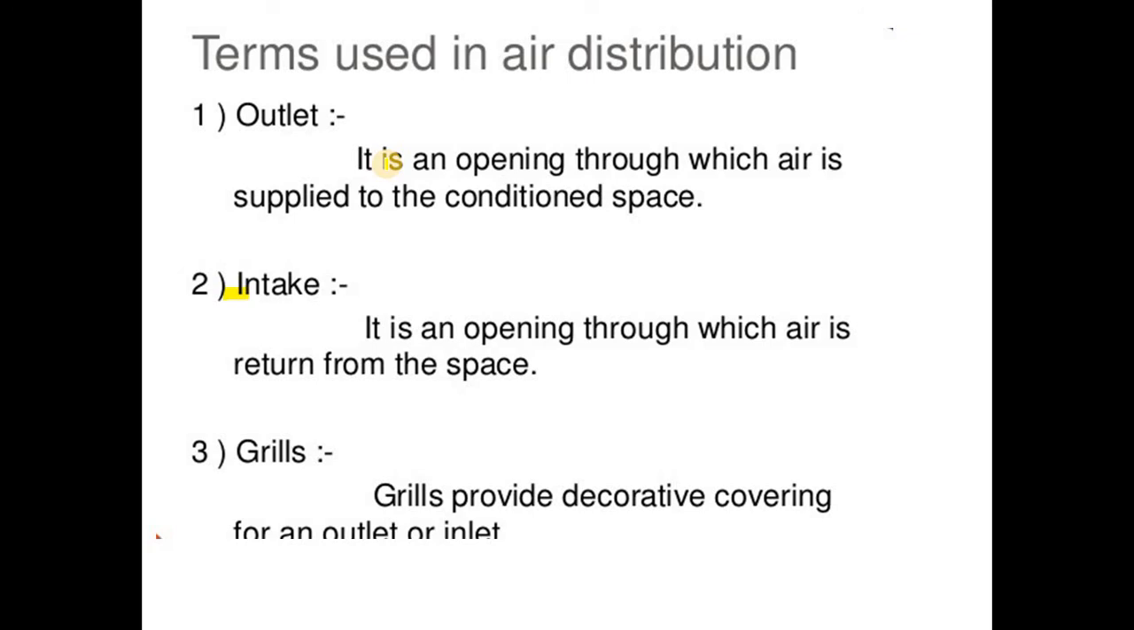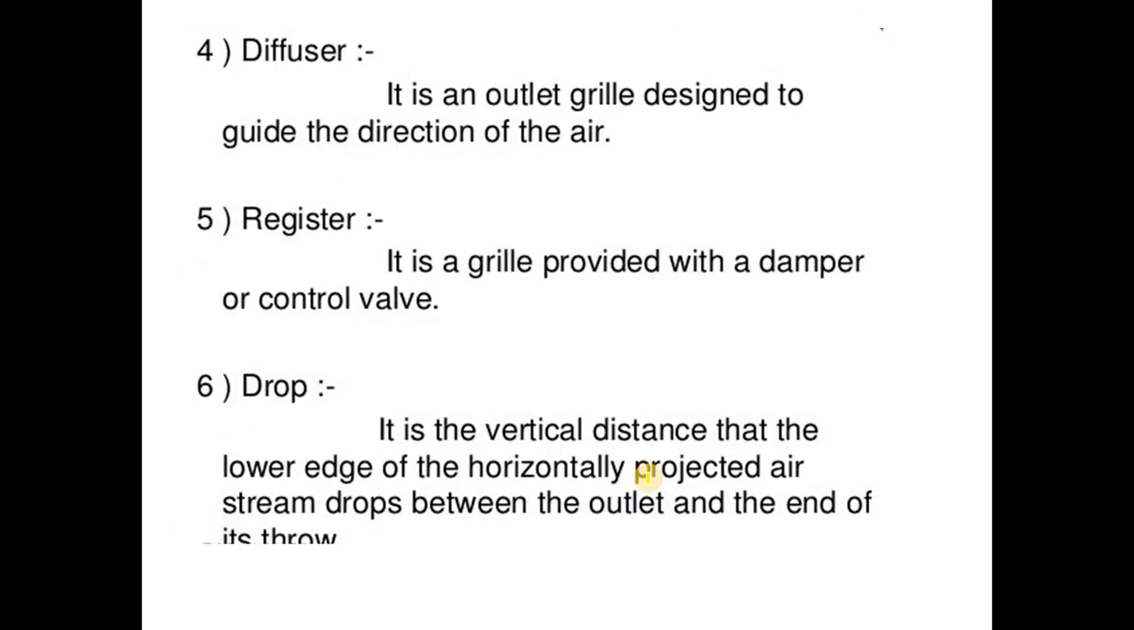Now the grill provides a decorative covering for the outlet or the inlet, the way through which the air is passed at the end of the ducting system. It is called a grill. It is used in outlets as well as returns. Now the diffuser is an outlet grill designed to guide the direction of the air.